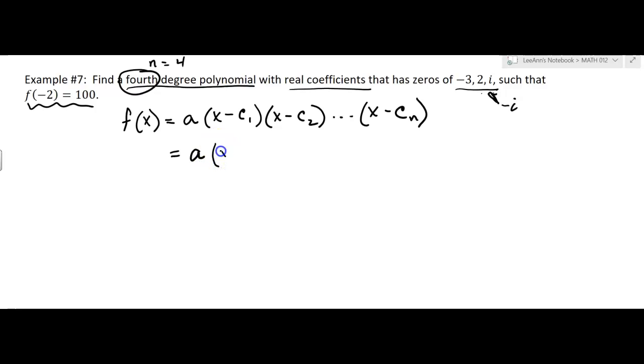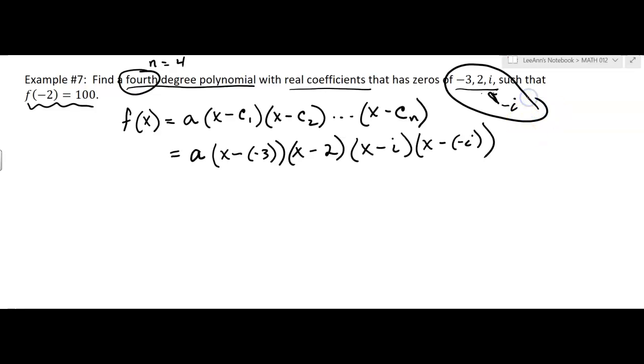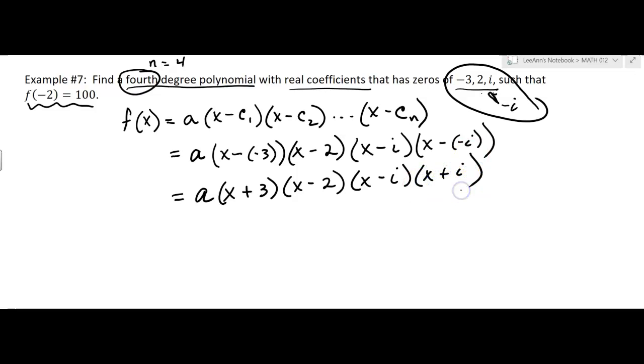But I know I'm going to have x minus -3, x minus 2, x minus i, and x minus -i. Okay, so I take all these zeros that I have, the 4 zeros, and I make them into linear factors. Now I'm going to simplify that. And so it's going to look like that. Now, let's see. They want us to multiply this out.